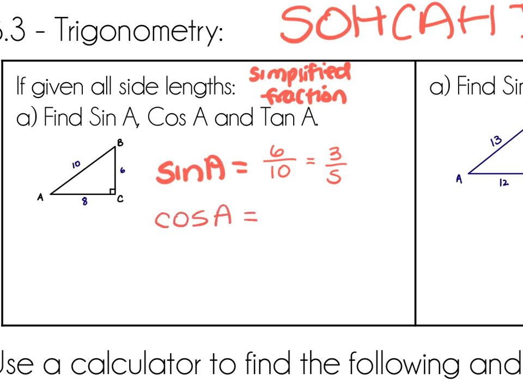Now I want to find cosine, right? Which is adjacent over hypotenuse. So that's 8 over 10, or 4/5. Then tangent of A, opposite over adjacent, 3/4.